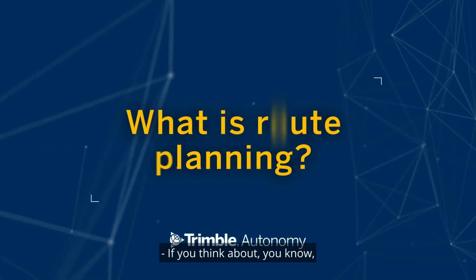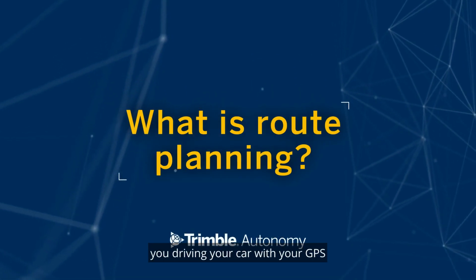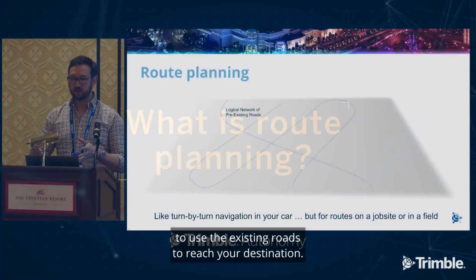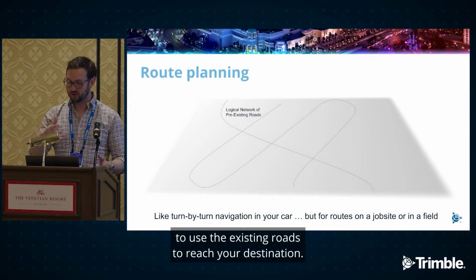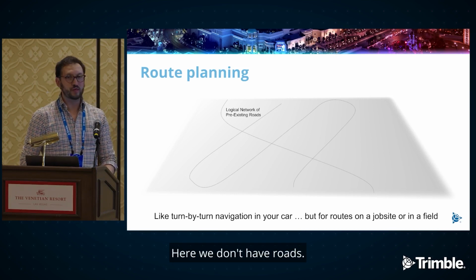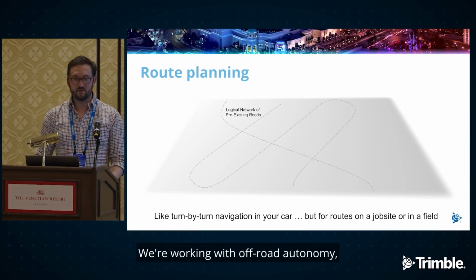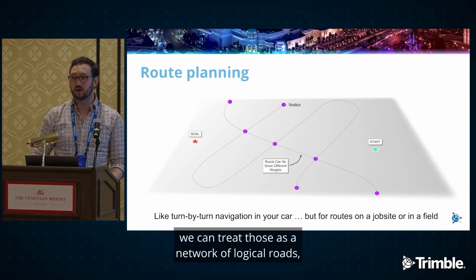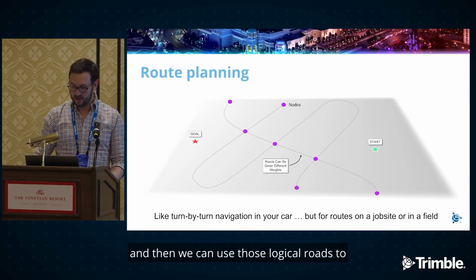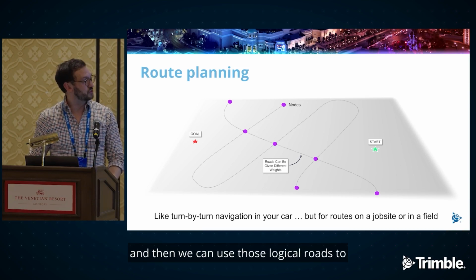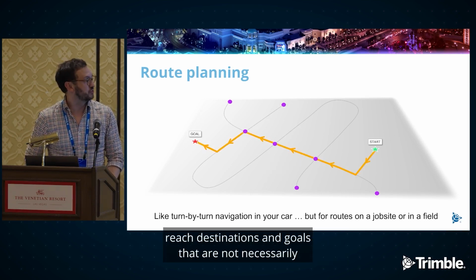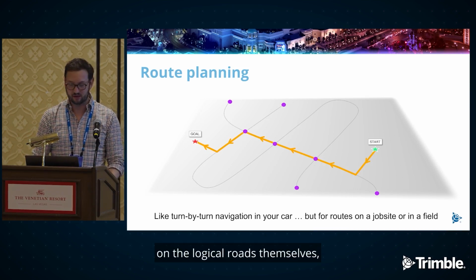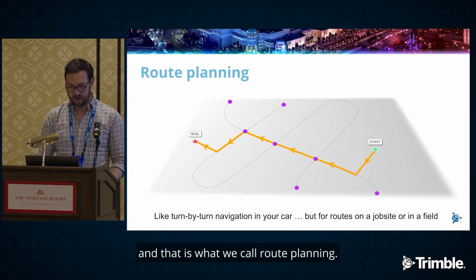If you think about driving your car with your GPS and turn-by-turn navigation, your GPS will tell you how to use the existing roads to reach your destination. Here we don't have roads. We're working with off-road autonomy, but those lines that we showed, we can treat those as a network of logical roads. And then we can use those logical roads to reach destinations and goals that are not necessarily on the logical roads themselves. And that is what we call route planning.